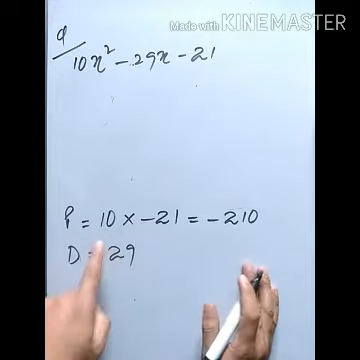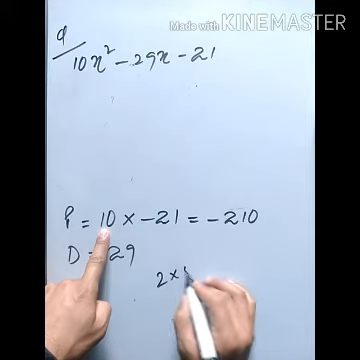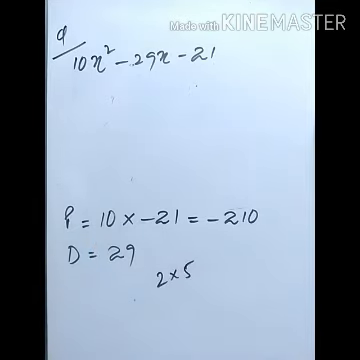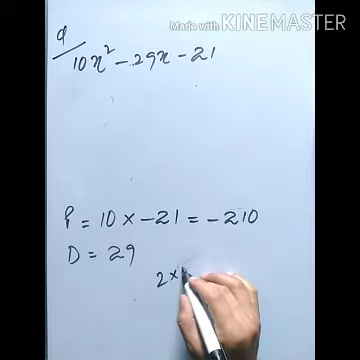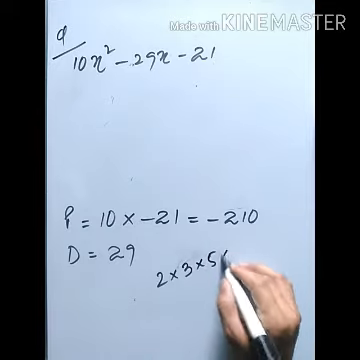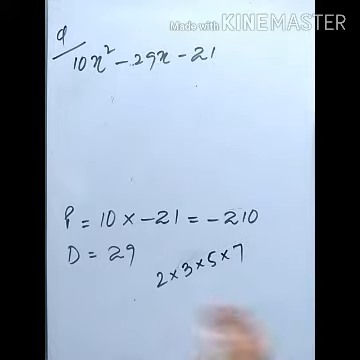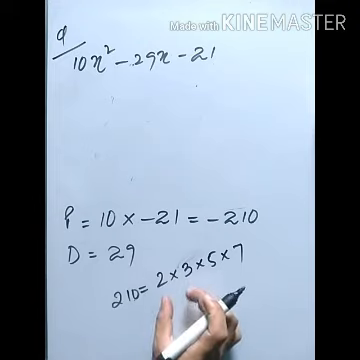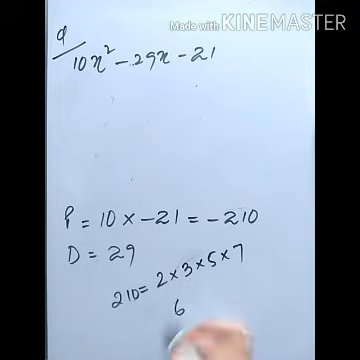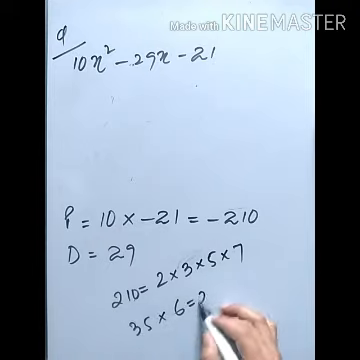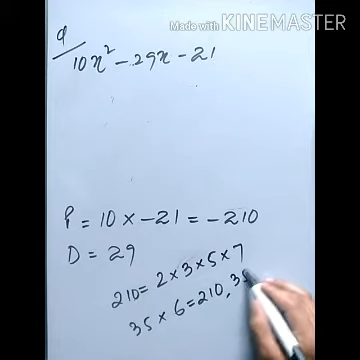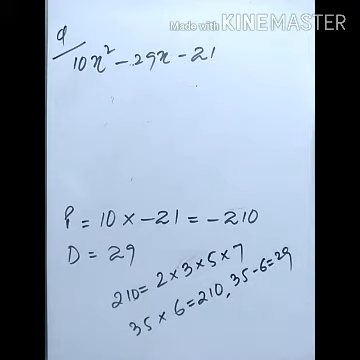Let's see how it is. 210. 10 means we get 2 into 5, 10. 21 means 3 into 7. So if you factorize 210, I'm sure you'll get 2 into 3 into 5 into 7. Okay, this is your 210. If I make 2 and 3 as a group, we'll get 6. 5 into 7, 35. 35 into 6 will give 210, and 35 minus 6 will give 29. Okay, we can even make more groups like this, more pairs.